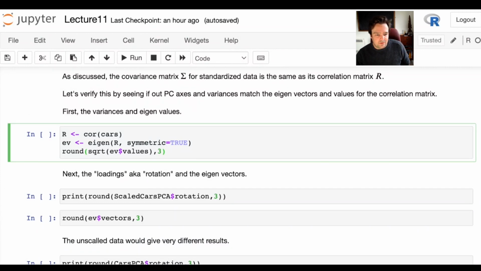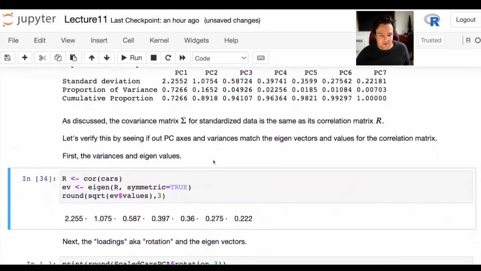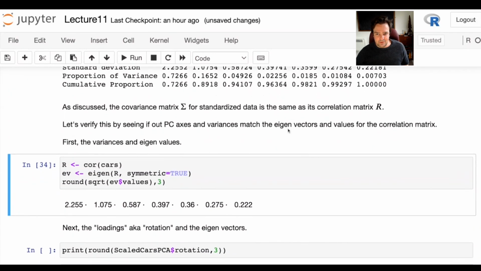Okay, so the first thing I'm going to do is just look at the eigenvalues of the correlation matrix. I compute the correlation matrix by hand, quote unquote, by hand, using the routine correlation matrix. And these are its eigenvalues. And these are the square roots of its eigenvalues, so those should be the standard deviations. Do I have those up there? Yeah. So 2.255, that looks right. 1.0754. So all this looks good. To the number of digits shown, we look like we're in pretty good shape.